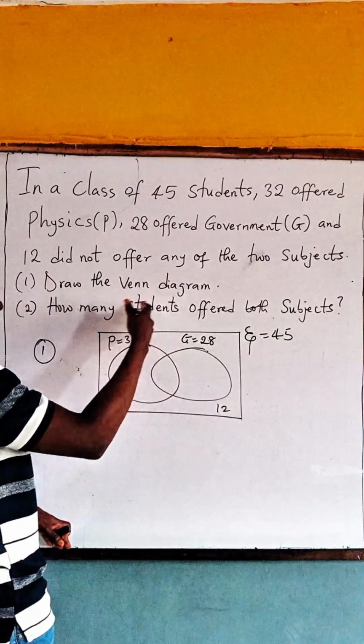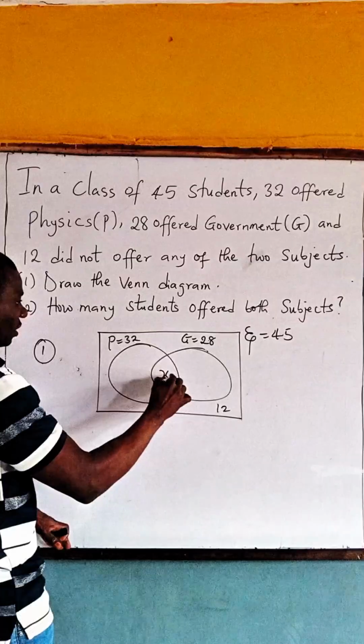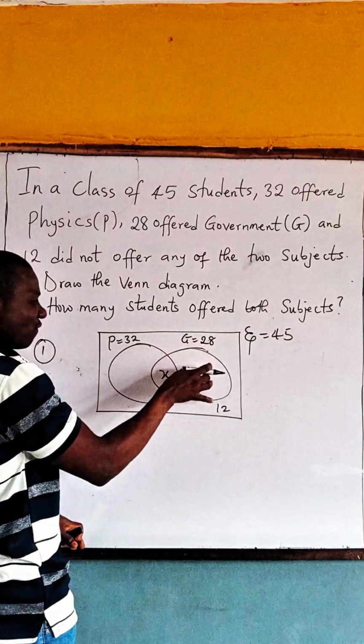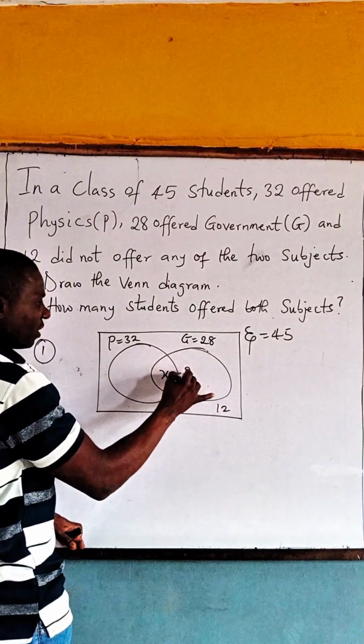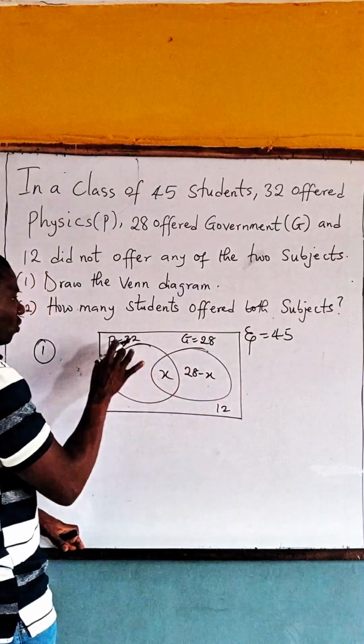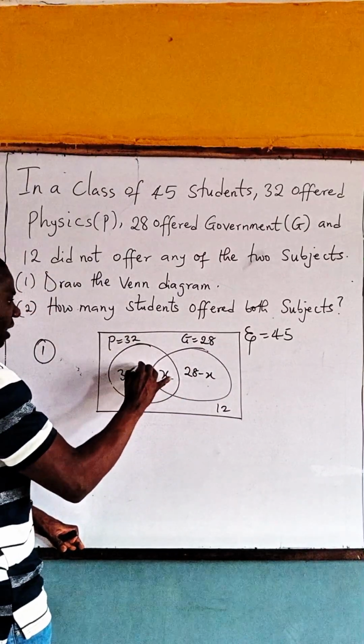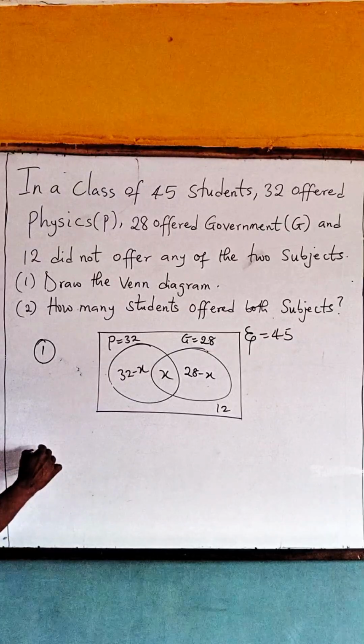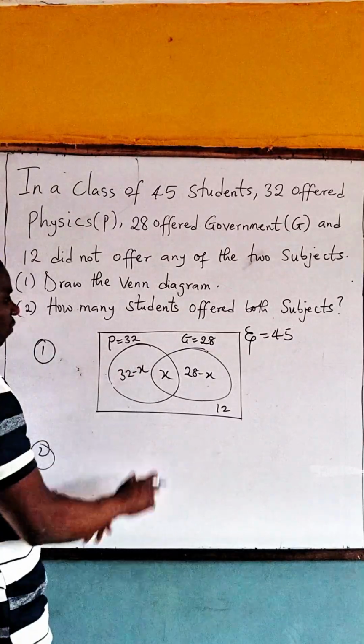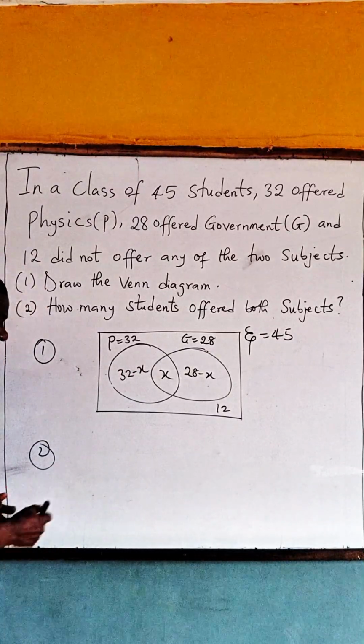Now, those who offered both subjects, we don't know, so we use X to represent it. Those that offered government only, which is this space we have here, will be 28 minus X. Those who offered physics only, also this space we have here, will be 32 minus X. Now, in question 2, we're asked to solve for X. Now, how do we find X?